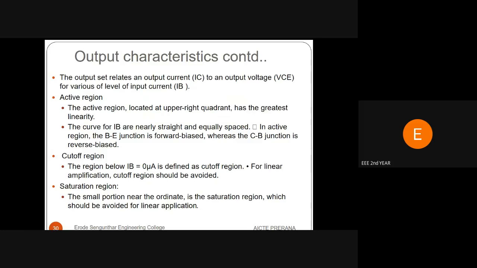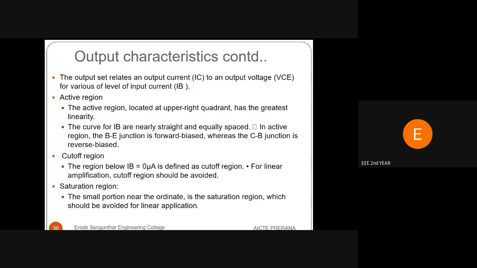That is, alpha increases from 0.98 to 0.985. Beta increases 34%, that is, 66. That means alpha increases 0.5%, beta increases 34%. In the active region, emitter base is forward bias, collector base is reverse bias.